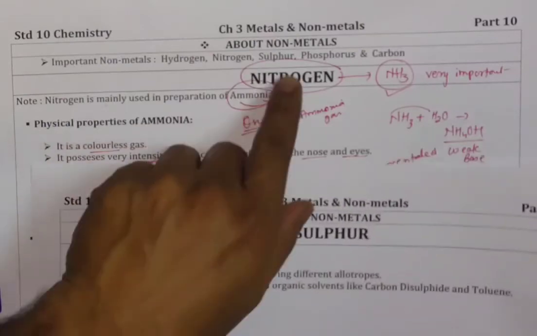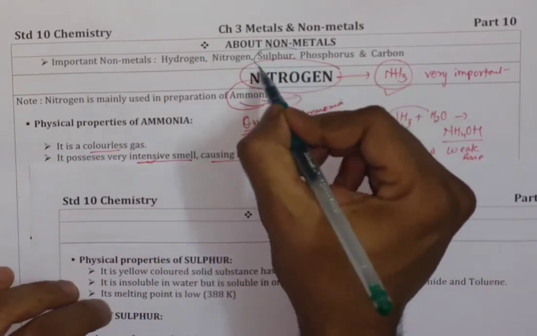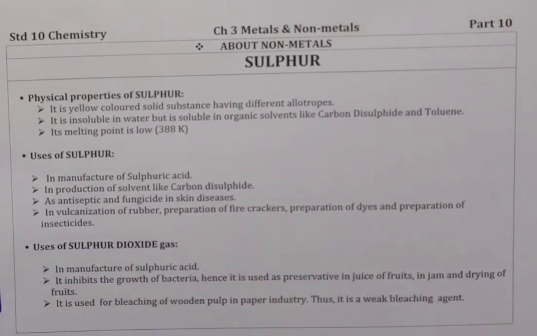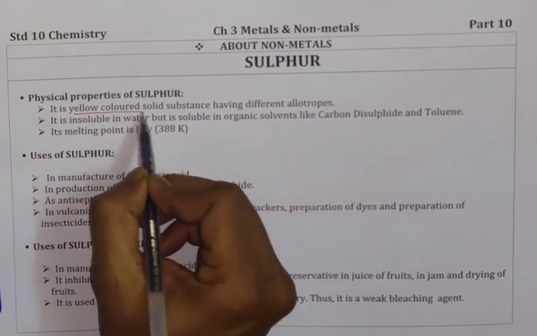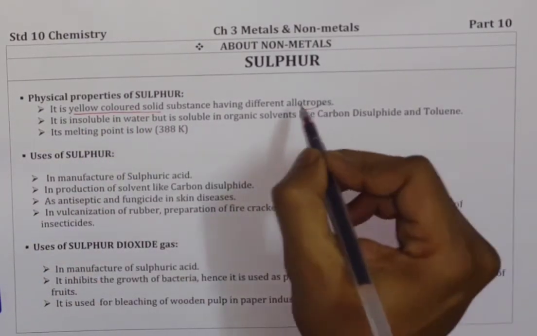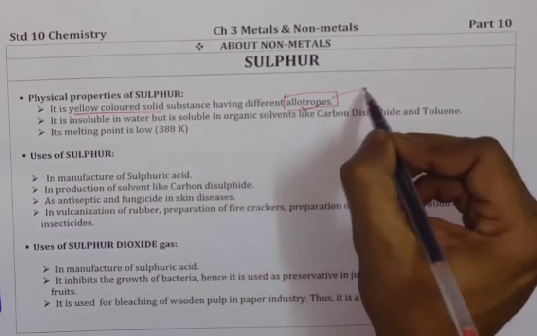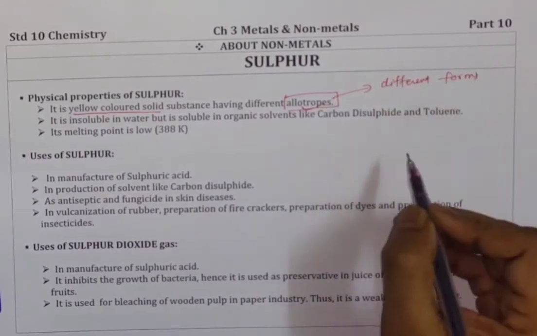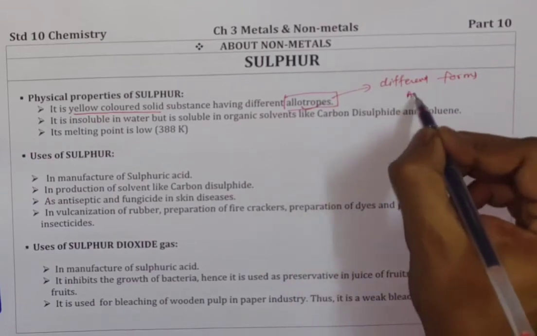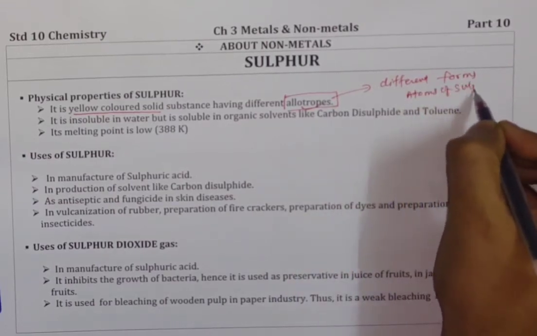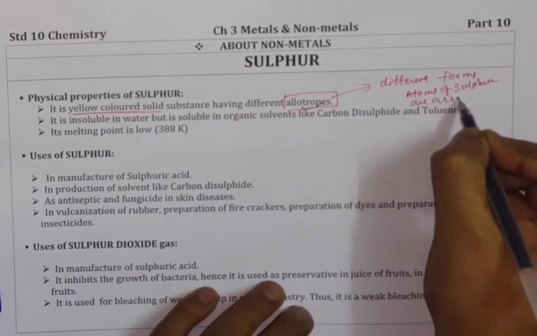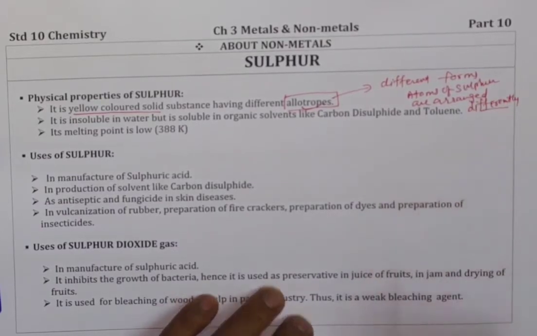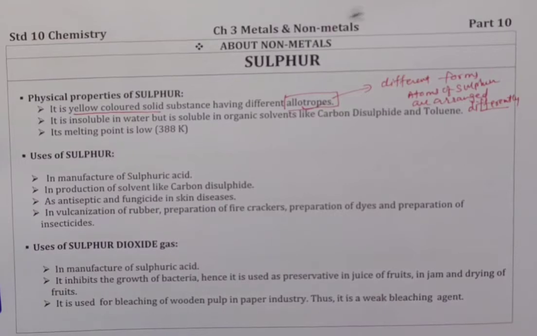Proceeding further, next we shall see sulfur. Let's see the physical properties of sulfur first. It is yellow colored solid substance having different allotropes. Now what do you mean by allotropes? They are sulfur, but they have different forms. Why do they have different forms? Because atoms of sulfur are arranged differently in them. So they exhibit different properties. They look different. They appear different.